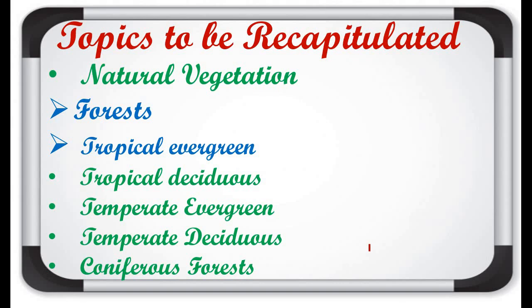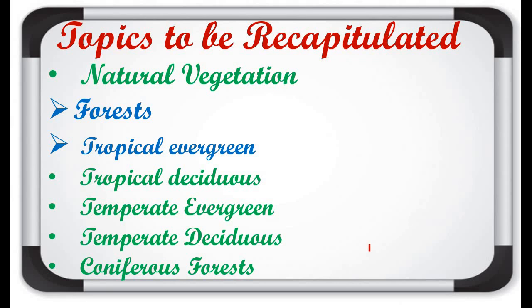Coniferous forests are mainly found in hilly areas or, you can say, near the pole. Okay, and in this forest the leaves of the trees are cone shaped, means needle shaped. The leaves have a waxy surface. Okay, and they are found in mountainous or hilly areas.